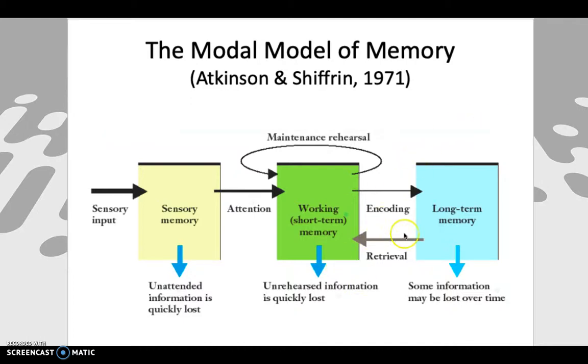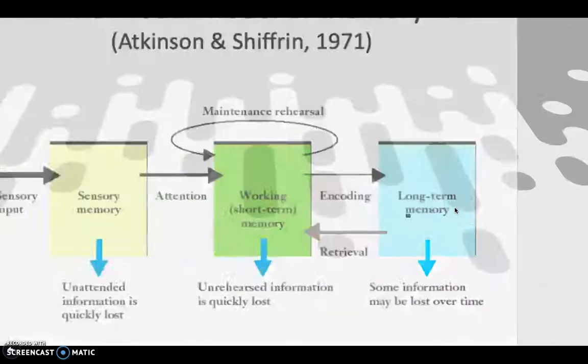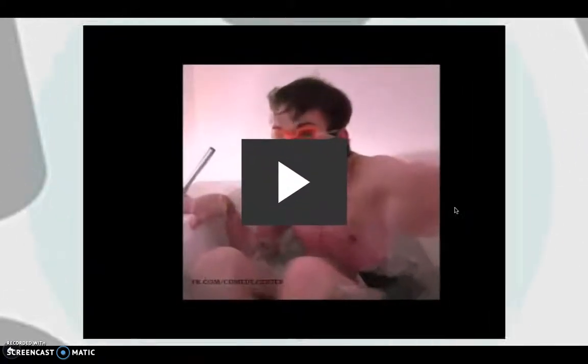And once you've encoded information, that gets put into your long-term memory. And long-term memory is basically the place where informative knowledge is put into your brain. It can be stored there indefinitely, and there's no limit to how much information your brain can hold.